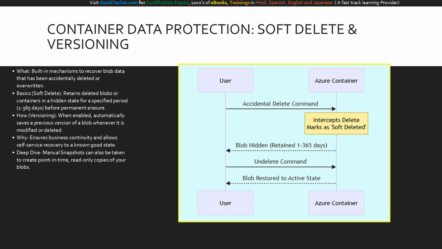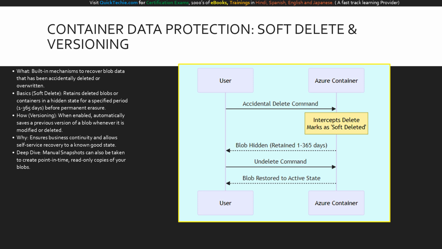Protecting the data within your containers from accidental deletion or malicious overwriting is critical. Azure provides powerful, native data protection features. First, we have soft delete. When enabled at the account level, deleted blobs or entire containers are not permanently erased immediately. Instead, they transition to a soft deleted state and are retained in the system for a specified retention period, which you can set between 1 and 365 days. During this window, you can seamlessly undelete them. Next, blob versioning automatically maintains previous versions of a blob.